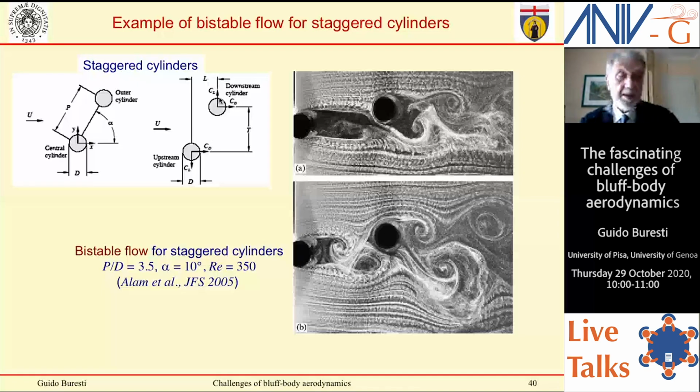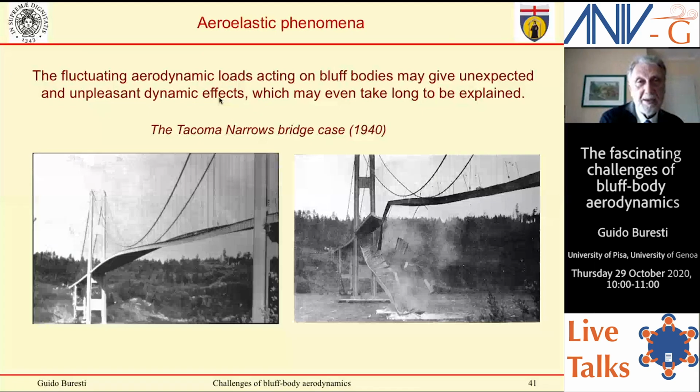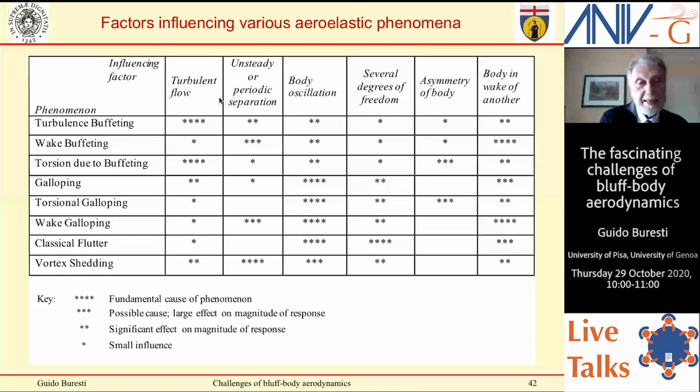The last part will be devoted to the aeroelastic phenomena, and you know very well this is the most famous example of a disastrous effect of aeroelasticity of bluff bodies. And this is a table in which you have different types of aeroelastic phenomena that may occur: buffeting, galloping, flutter, classical fluttering, vortex shedding, and what is the fundamental cause, a possible cause, and so on. First it starts with the fundamental cause. I will say a few words only about galloping and vortex shedding.